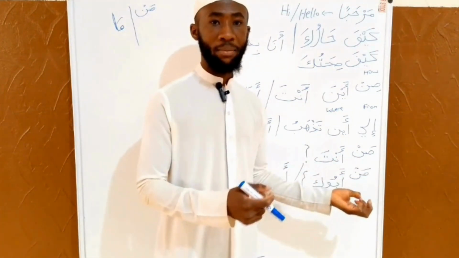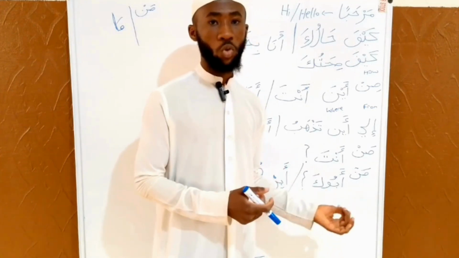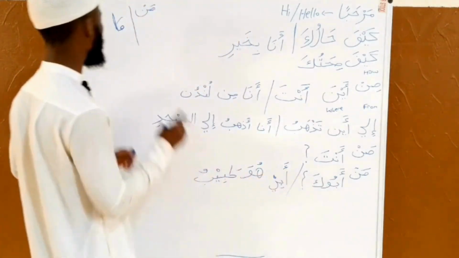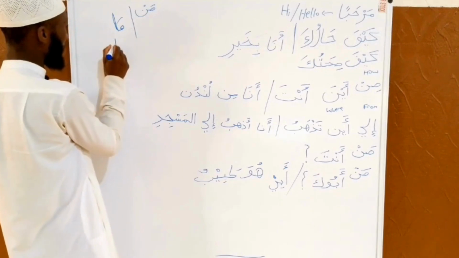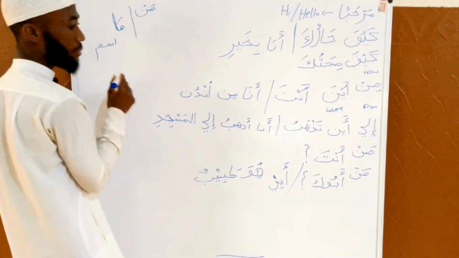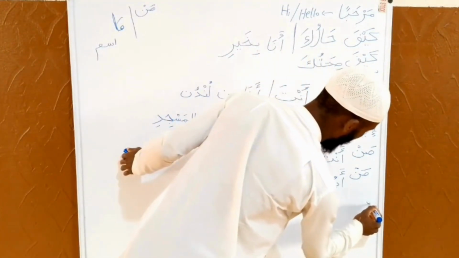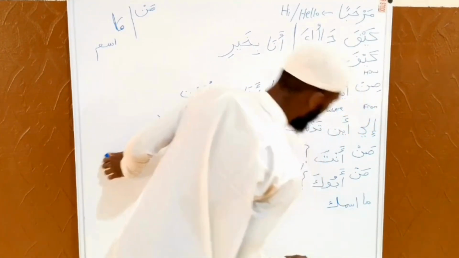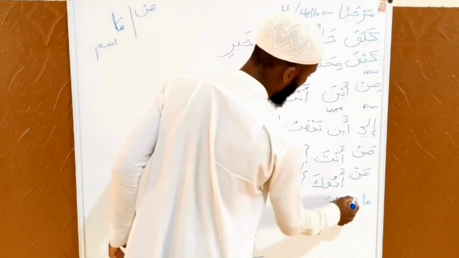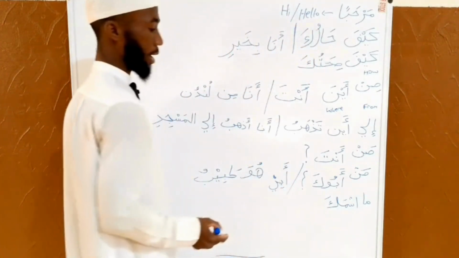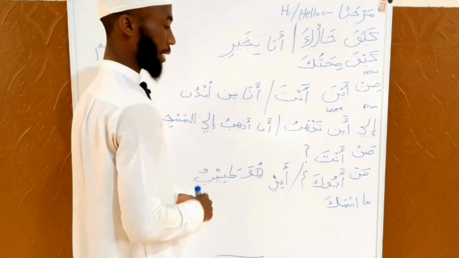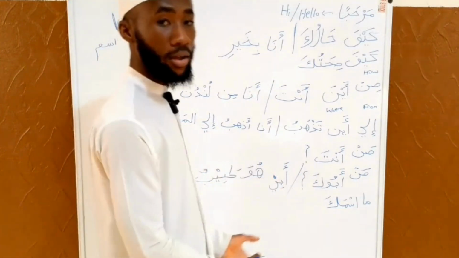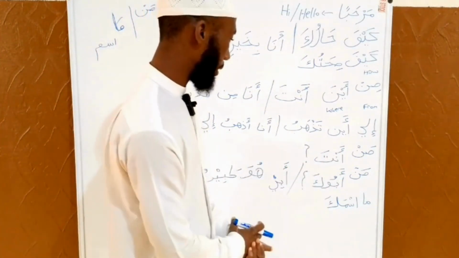Now, how do you ask about his name? You want to ask him about his name. You know, ismu, that's name. That's what ismu means. Then say masmuka. What is your name? You can reply with what? Ismi Khalid. Ismi Abdullah.